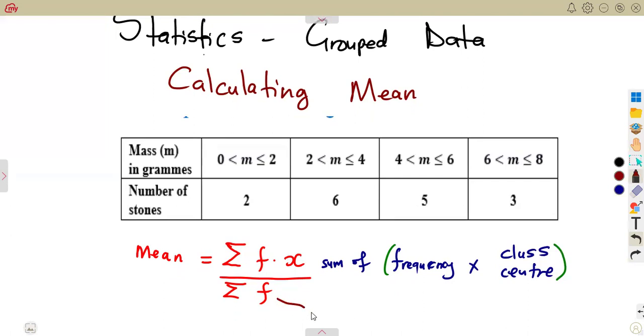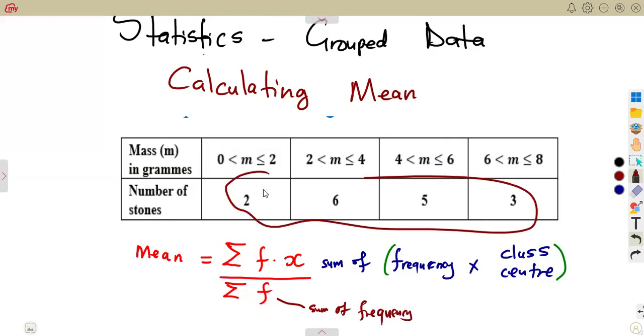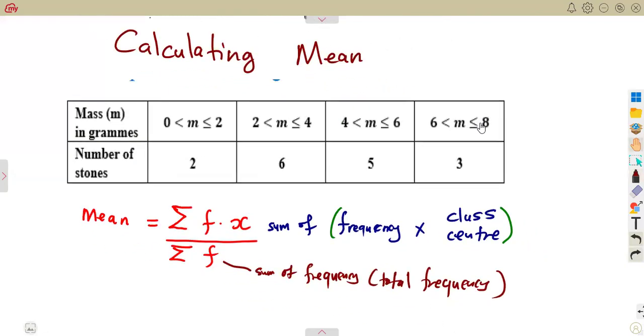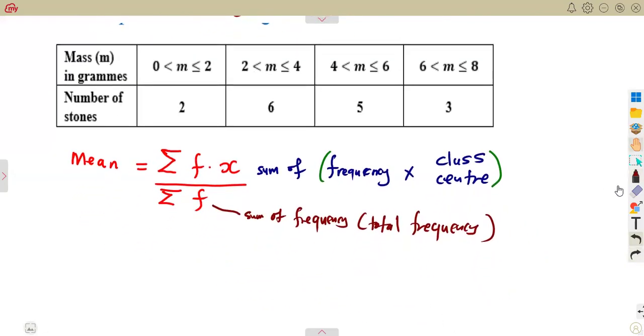Here, sum of F means sum of frequency, to add the frequencies. So sum of frequency simply means we are talking about the total frequency. That is what it means. Total, add, that is the mean. So this sign is just sum of. If you understand it that way, guys, it's going to be easier for you to find this.